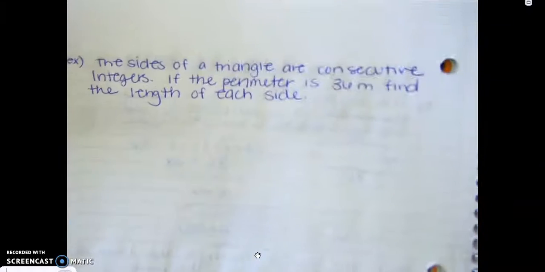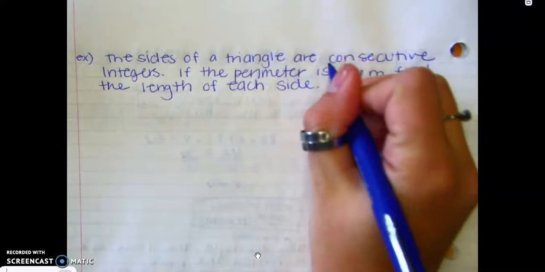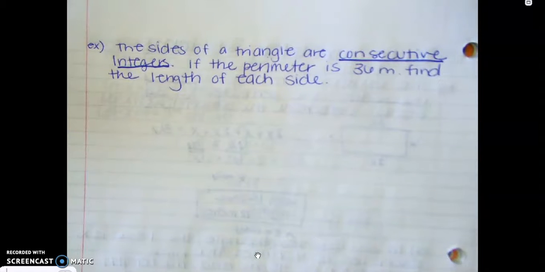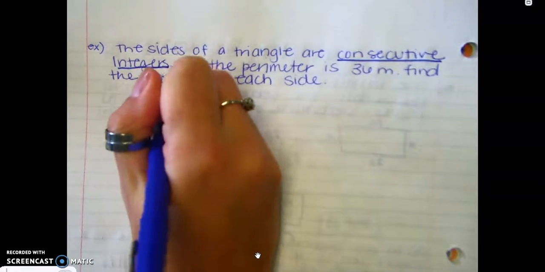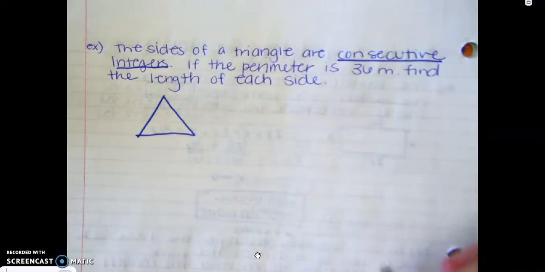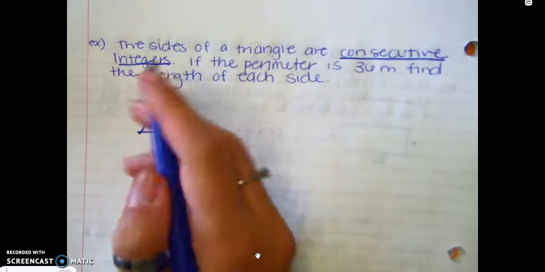Finally, the last example I'm going to show you is kind of combining an earlier week's lesson and this lesson. It says the sides of a triangle are consecutive integers. The perimeter is 36 meters. Find the length of each side. The first thing I'm going to do is draw a triangle. It doesn't specify what type of triangle, so I'm just going to draw it. It says the sides are consecutive integers, so I'm going to label one side x.